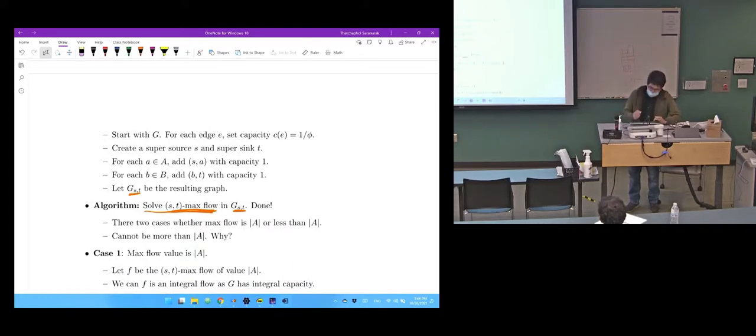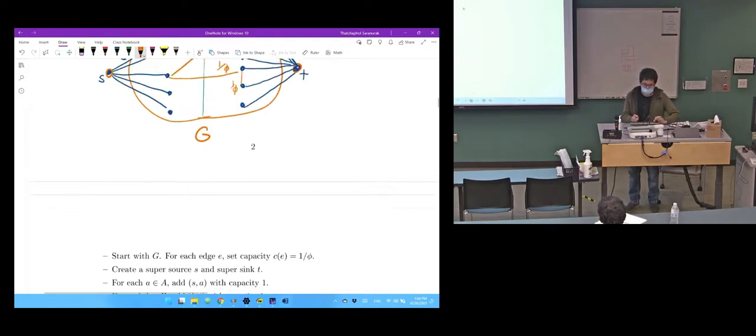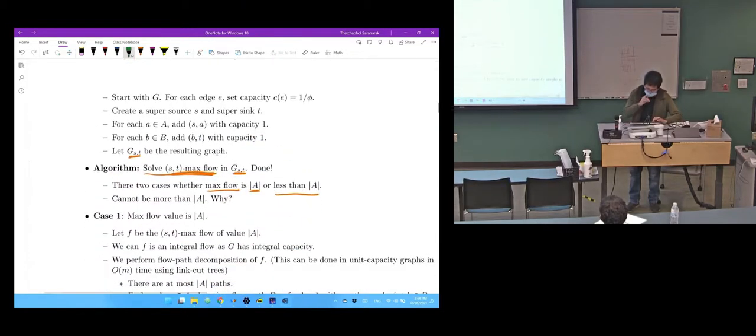Okay, so there will be just two cases. Either the size of the max flow is exactly A, or the size of the max flow is less than A. And why can the size of the max flow not be more than A? Because the total inflow is only limited, because this is a cut of size A, right? And this is a cut of size B too, but A is less than B. So the flow is never more than A.